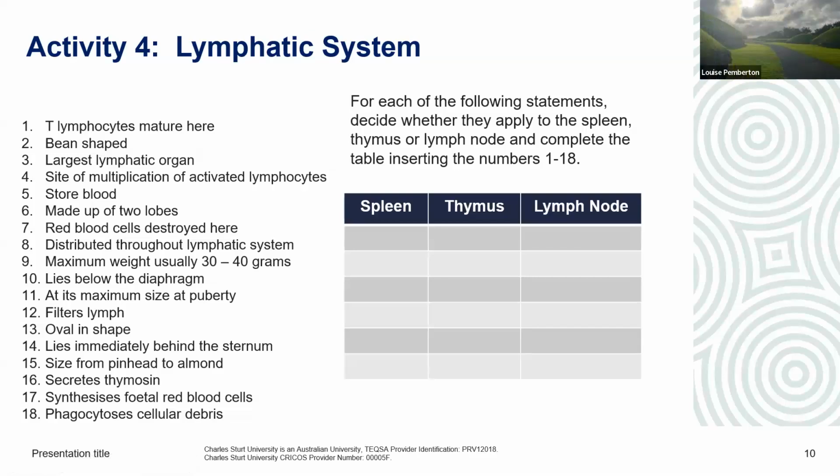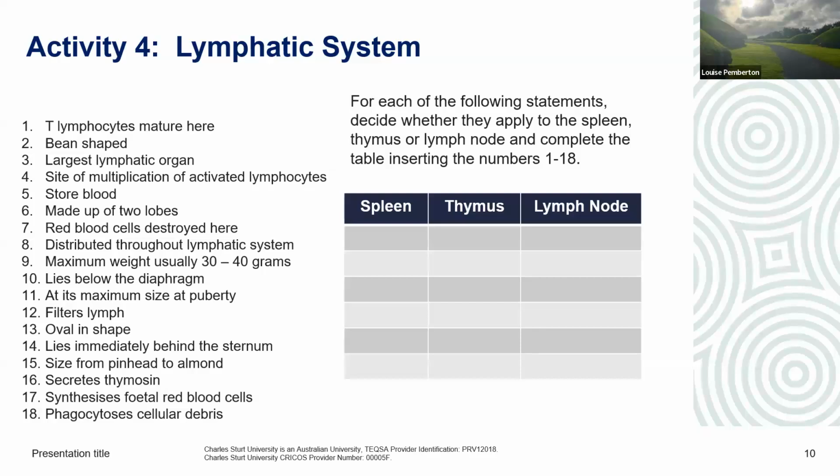So all we have to do is pick one of these to match each statement. Where do T lymphocytes mature? What might be bean shaped? The lymph nodes can be oval and bean shaped, yeah. The largest lymphatic organ? Spleen. Site of multiplication of activated lymphocytes. Lymph node, yeah. Stores blood. Spleen.